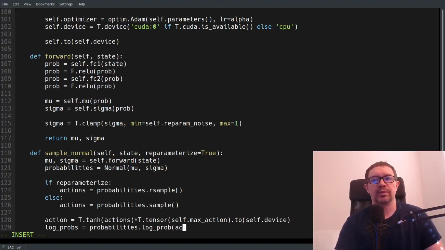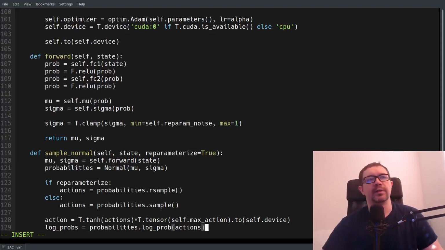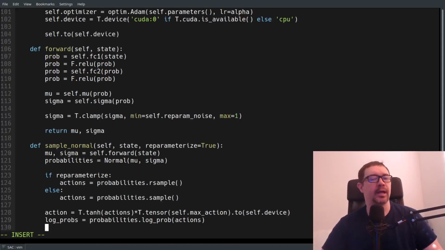probabilities.log_prob, that's just a built-in function, and we want to take it on the actions, not the action, so plural, not singular. The reason is that the singular case here is proportional to the tanh and the max action of our environment, whereas the actions are what we actually sampled from the probability distribution. So when we come here, we're changing that, so we didn't actually draw the tanh from the distribution. Very important.